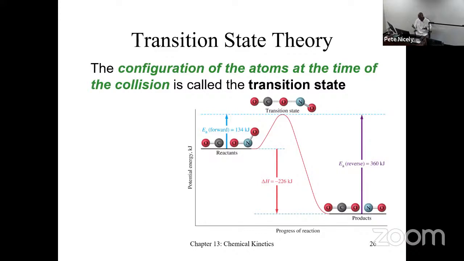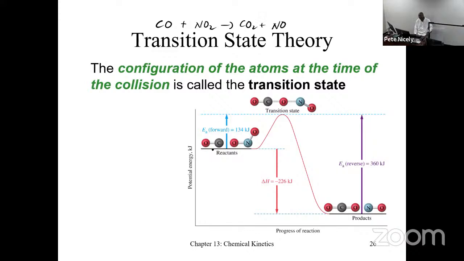But we believe that we can figure out what the transition state is based on the reacting molecules and the products that are formed. So in this particular case, we're looking at the reaction. Let me write down the equation of this reaction here. The reaction here is between carbon monoxide plus nitrogen dioxide to form carbon dioxide and nitrogen monoxide. All right, so that's the overall equation, right?